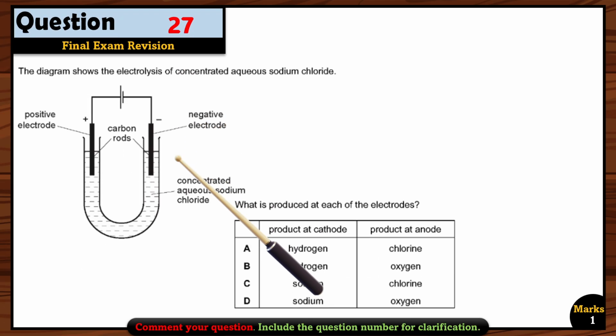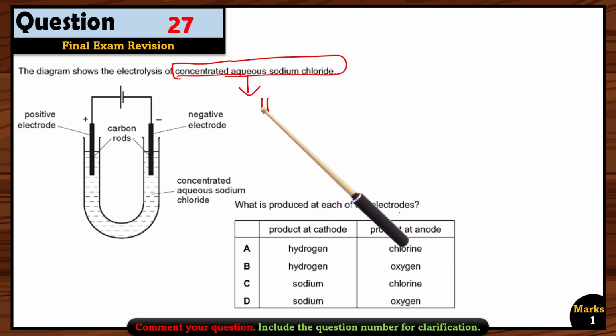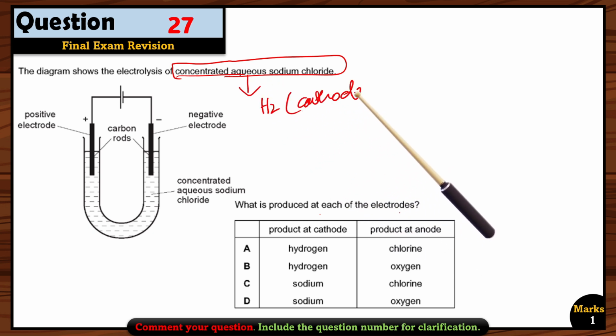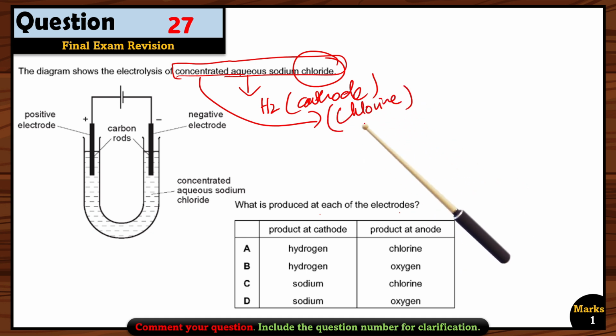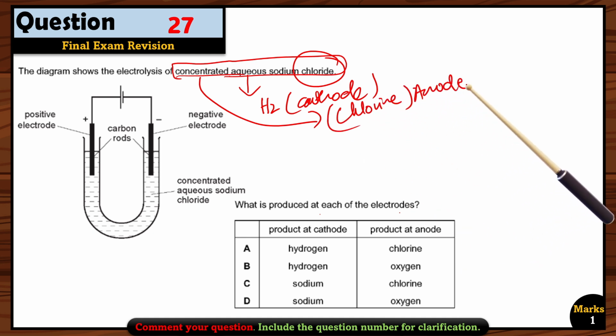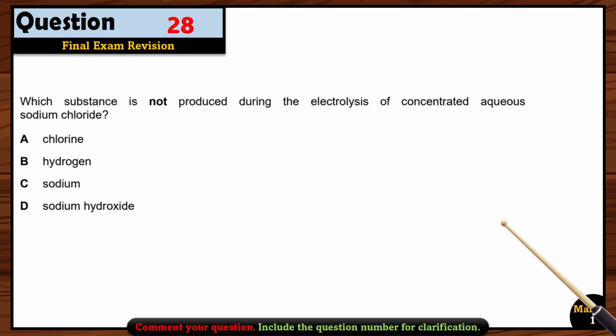Question 27. The diagram shows the electrolysis of concentrated aqueous sodium chloride. Now we have aqueous. Okay, what is produced at each of the electrodes? If it is aqueous, of course you are going to get hydrogen at cathode. And if it is concentrated, you are going to get your own anion, that is chloride ion. So chloride will change into chlorine. So can you see the product at the anode is chlorine? Yes, here. And then at the cathode, it should be hydrogen. So option A is the right option. Question 28. Which substance is not produced during the electrolysis of concentrated aqueous sodium chloride?